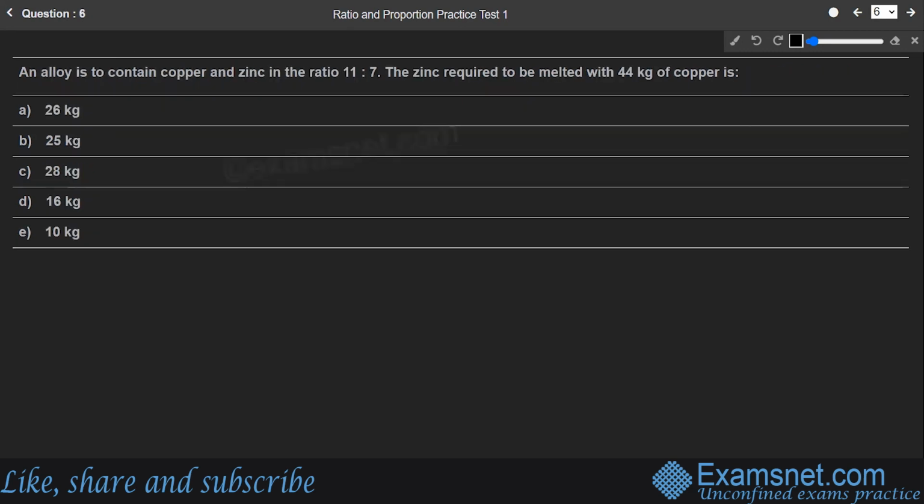Now, an alloy is to contain copper and zinc in the ratio 11:7. The zinc required to be melted with 44 kg of copper is? Okay, this is the question. Now they have given the ratio of copper to zinc in the order 11:7, so this order is very important. Copper is to zinc is 11:7. And they ask how much zinc is required to be melted with 44 kg of copper.